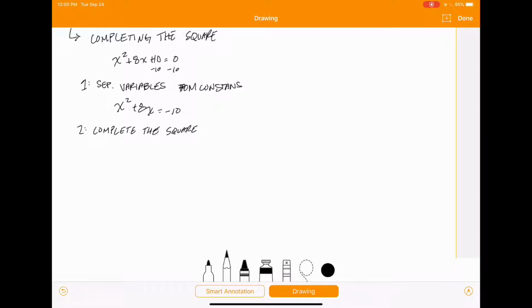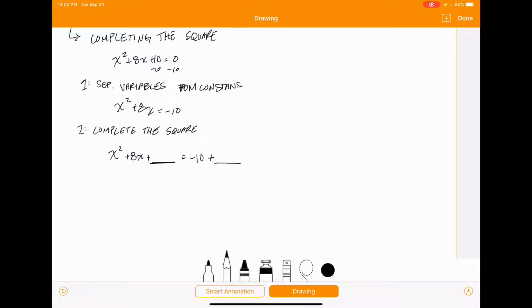So to do that, we're going to rewrite this equation up here as so: x squared plus 8x plus something. We're going to fill this something in with a number that will make this a perfect square when it's factored, and that's going to be equal to negative 10. Again, whatever you do to one side of your equation, you've got to do to the other side. So we're going to add that same blank on that side of the equation as well.